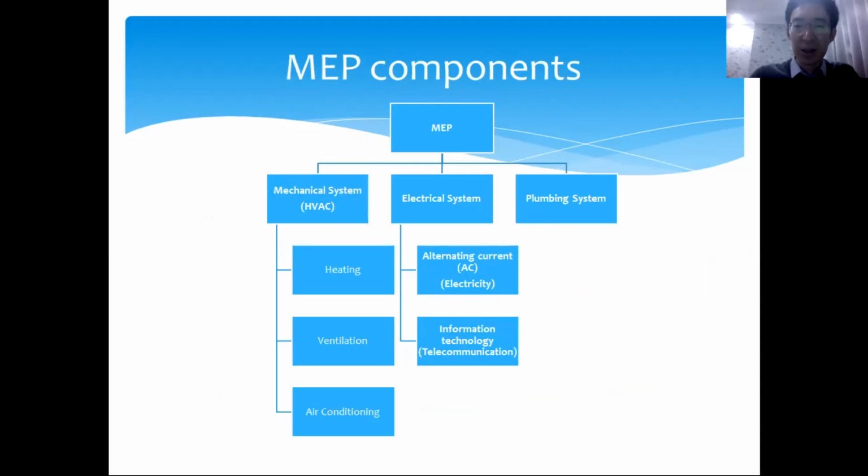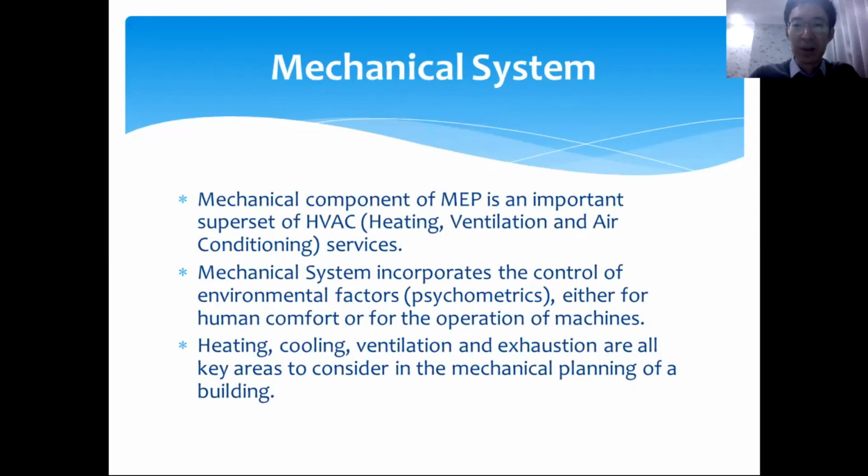So MEP components are mechanical system, of course, electrical system, and plumbing system. Mechanical system includes so-called HVAC, which is about heating, ventilation, and air conditioning. When we talk about electrical systems, we talk about electricity, so-called alternating current, and information technologies, that is IT solutions that are used in the organization, in the business, for example, in the hotel or restaurant. And plumbing stands for, of course, plumbing, basically water supply, pipes and tubes that are important for that. So let's talk about mechanical systems.